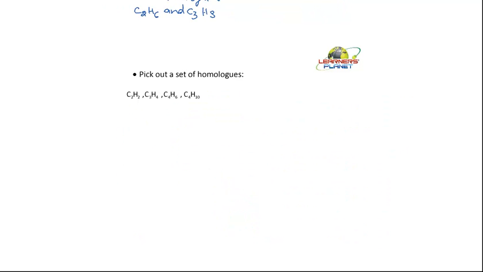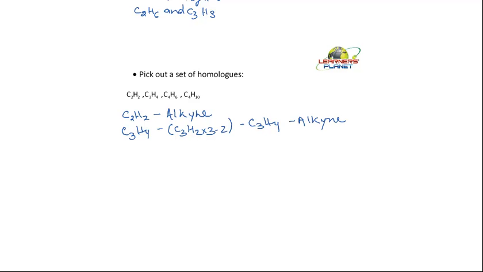It is again pick out the homologues. Now let's find out. C2H2 is an alkyne. C3H4 is what? C3H2 into 3 minus 2, that is C3H4. This is also an alkyne.